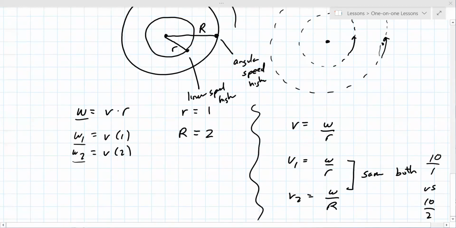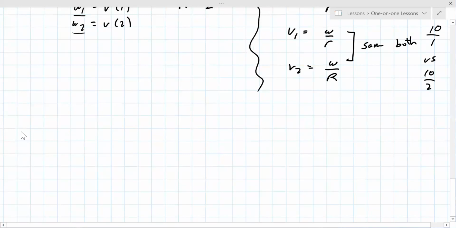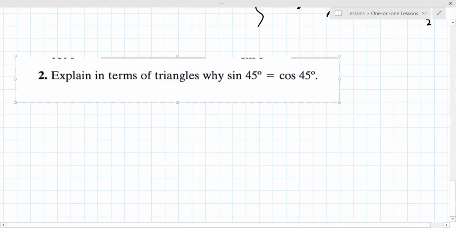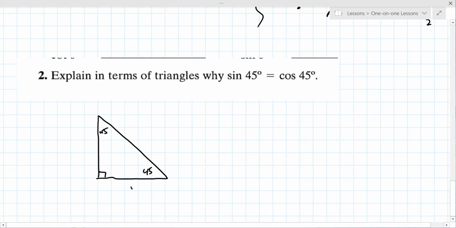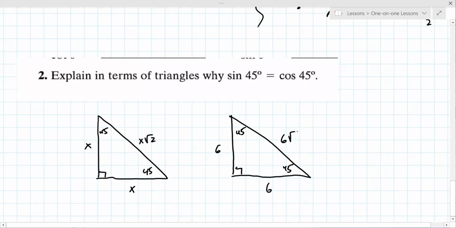Okay, so let's look at this. I'm going to answer a bunch of things here. Explain in terms of triangles why sine 45 equals cosine 45. There is a special triangle that you need to know called a 45-45-90 triangle, and the sides are x, x, and x root 2. If we put some numbers in, and this is exactly what I was mentioning in the previous problem, you sometimes have to put numbers in. Let's say this is 6, 6, and 6 root 2.